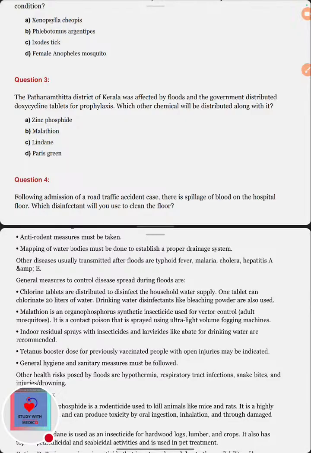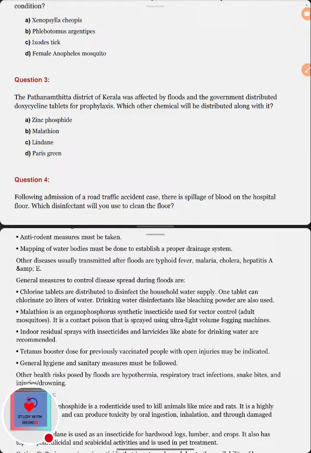Other diseases usually transmitted after floods are malaria, cholera, diarrheal diseases, hepatitis A. Hepatitis A is not bloodborne; it is food and waterborne. Hepatitis E also. Okay.